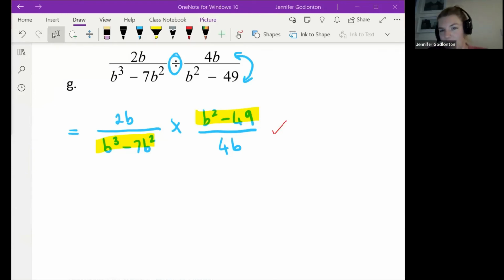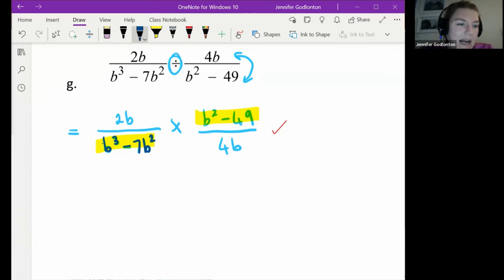Okay. So now when we look at this, we have to think, how can we factorize these two things that I've highlighted in yellow? So let's have a look at this one down here first. How can I factorize b cubed minus 7b squared? Does anyone have any suggestions in the chat for me? How can I factorize b cubed minus 7b squared? What can I do?